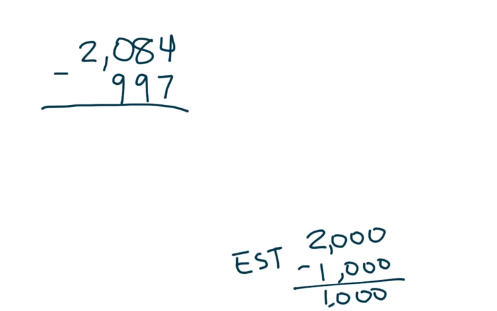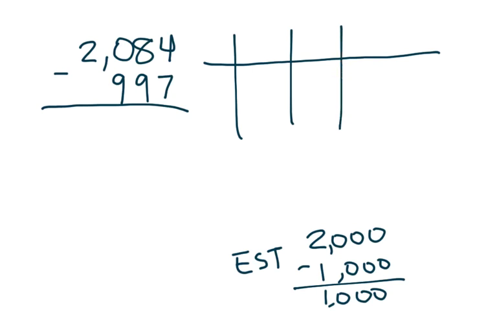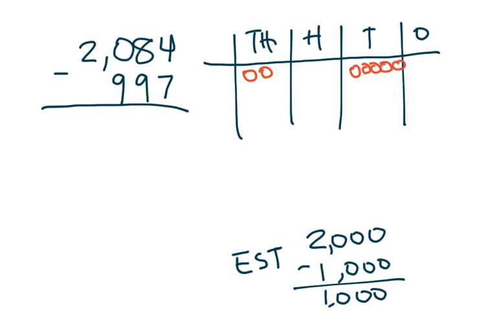Okay, so when we solve this problem, we're going to connect the place value chart to it. So we've gotten to the thousands, so we want to do ones, tens, hundreds, and thousands. Okay, I have 2084. I'm going to put that in right now, using a different color. So I have 2 thousands. I have no hundreds, and I have 8 tens. 1, 2, 3, 4, 5, 6, 7, 8 tens. And I have 4 ones. 1, 2, 3, 4. Now the problem says I need to subtract 997.